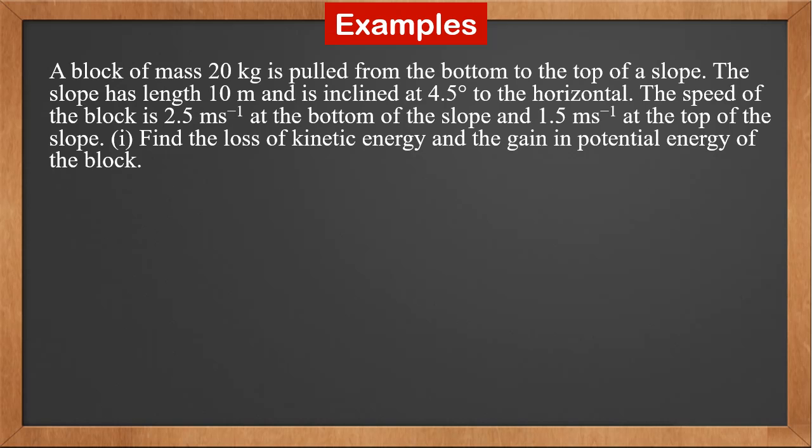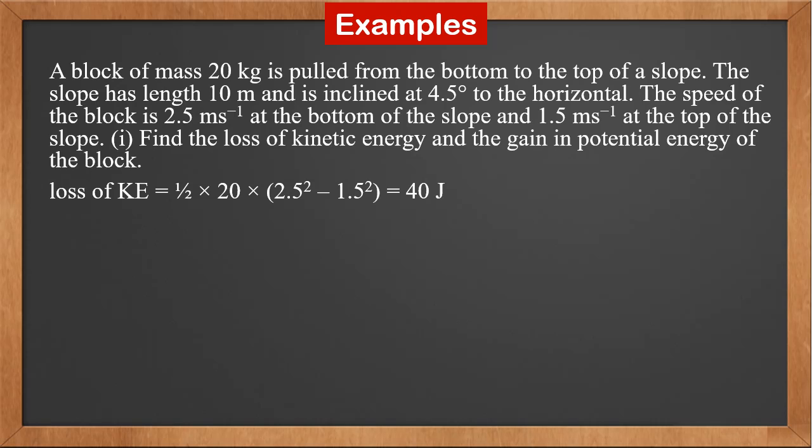A block of mass 20 kilograms is pulled from the bottom to the top of a slope. The slope has length 10 meters and is inclined at 4.5 degrees to the horizontal. The speed of the block is 2.5 meters per second at the bottom of the slope and 1.5 meters per second at the top of the slope. 1. Find the loss of kinetic energy and the gain in potential energy of the block.